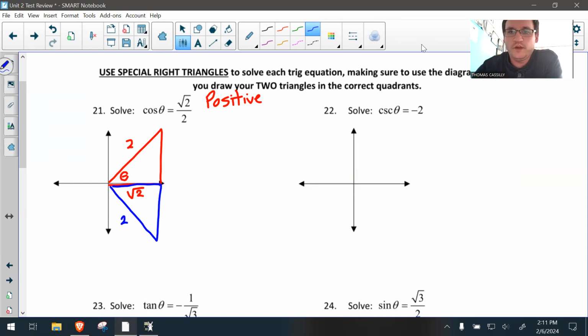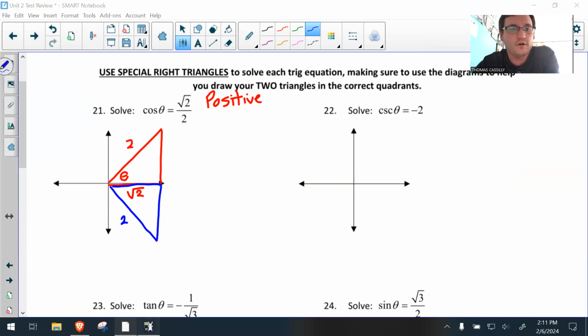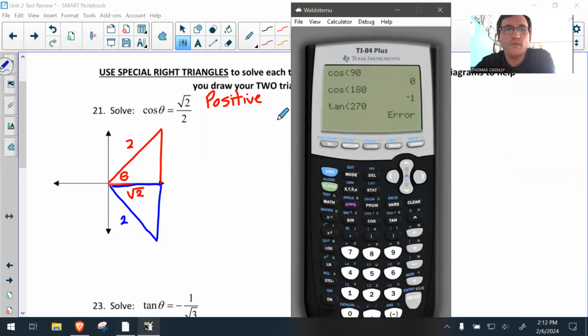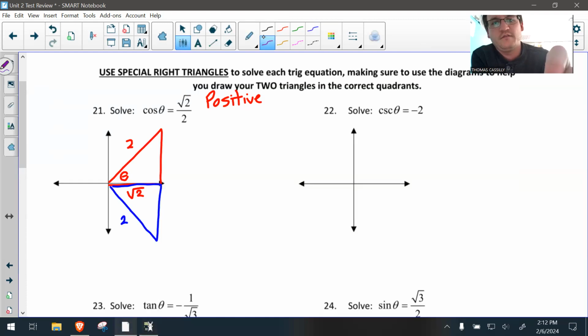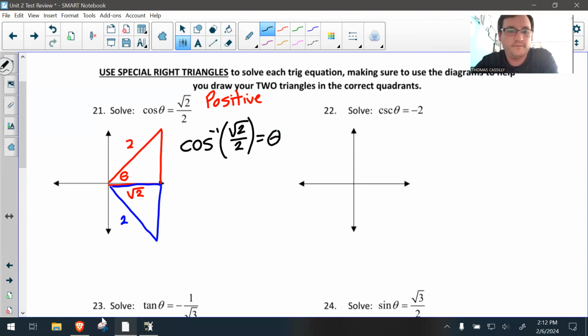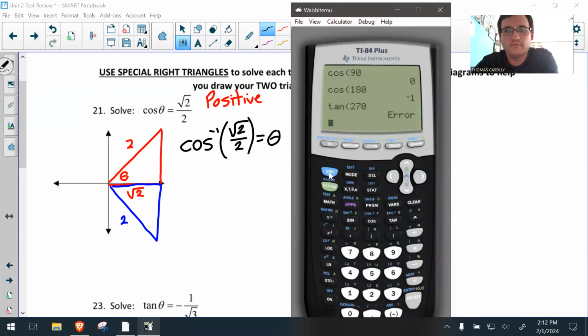To solve each one, we are trying to solve for theta here. Now, just a really easy way to do this. On your calculator, we are looking for theta. So here's what we can do. I'm going to type in the inverse cosine. So I'm going to say the inverse cosine of the square root of 2 over 2. That gives me theta. All right. So we have the inverse cosine of the square root of 2 divided by 2.